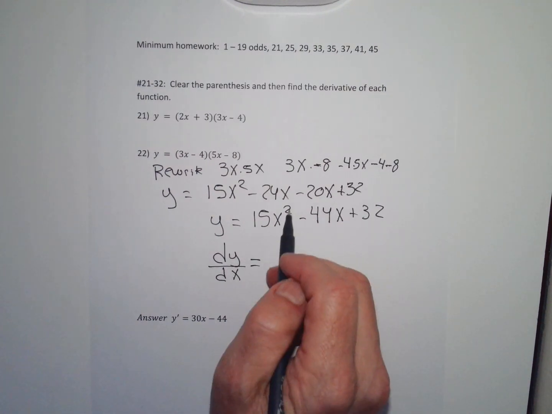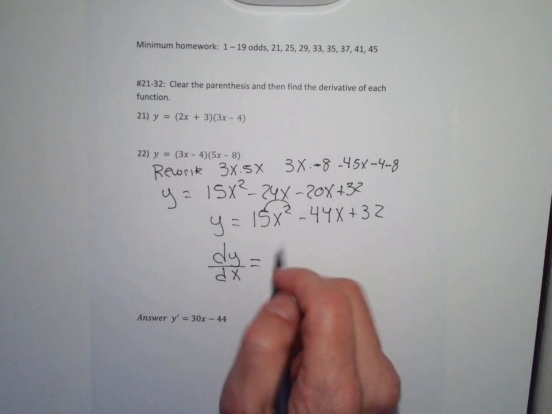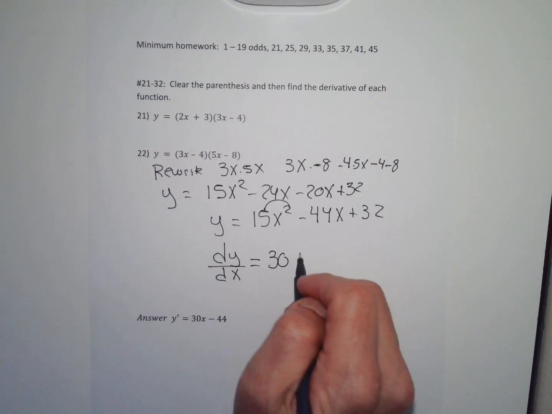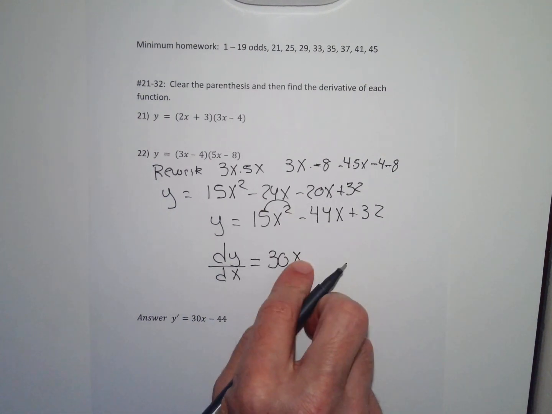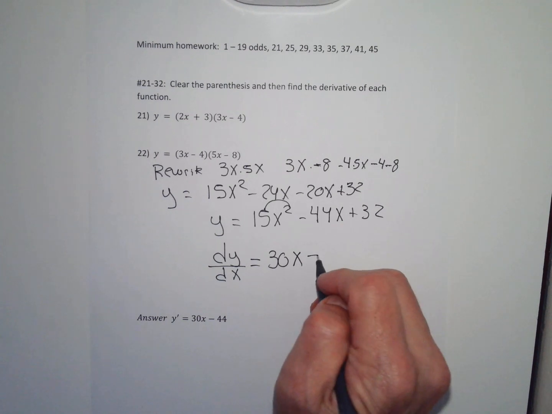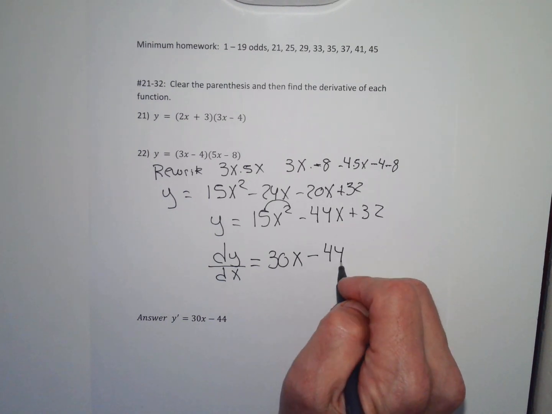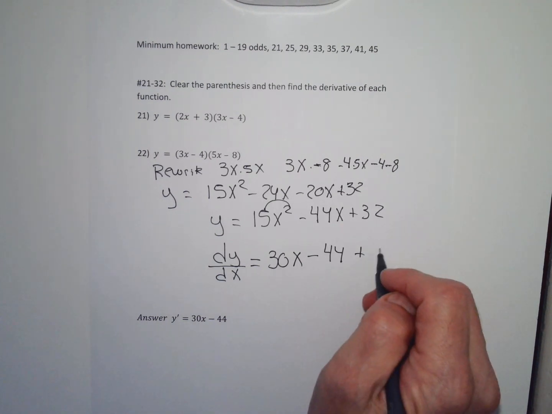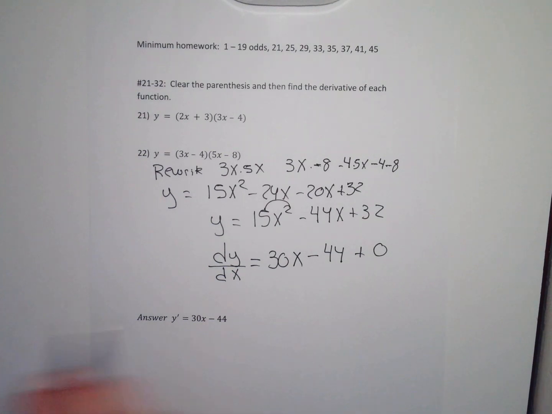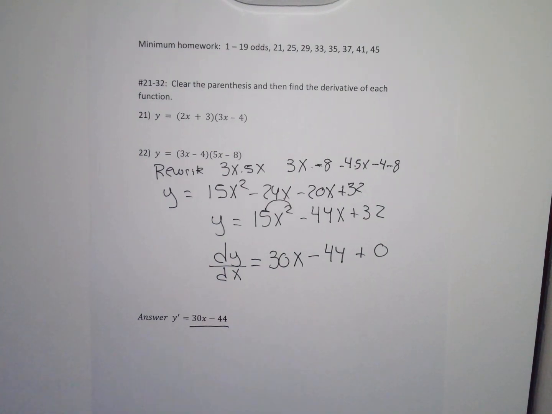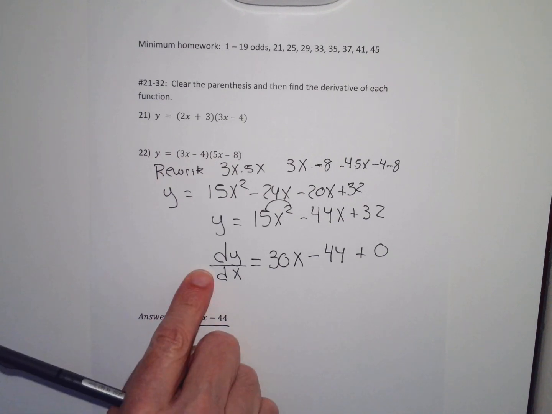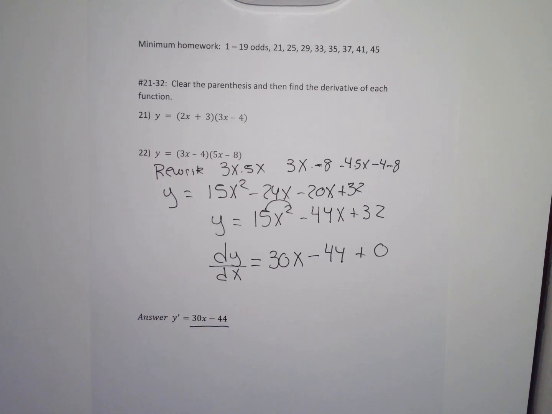First term, I'm going to go 2 times 15 and get 30. Lower the exponent to 1. Middle term's a first power term, so its derivative is just its coefficient. Last term's a constant, its derivative is 0. So for an answer, the derivative is 30x minus 44, whether you use that symbol or that symbol to precede your derivative in your answer.